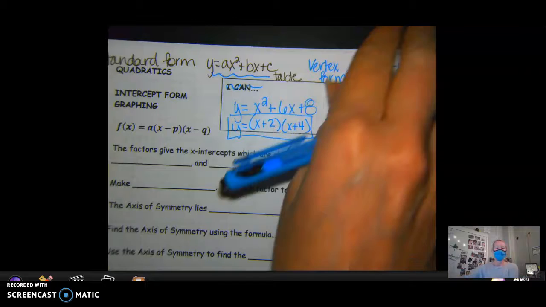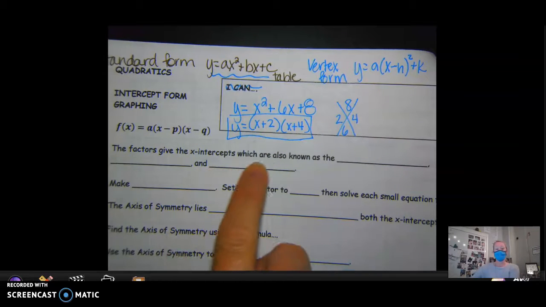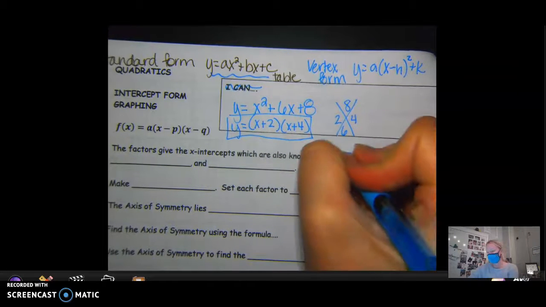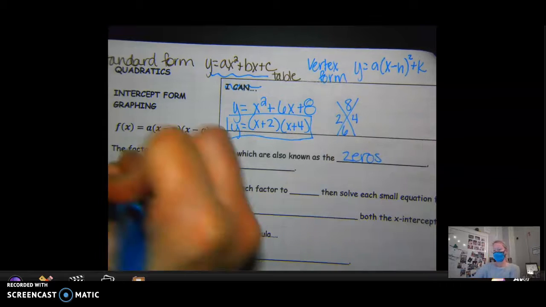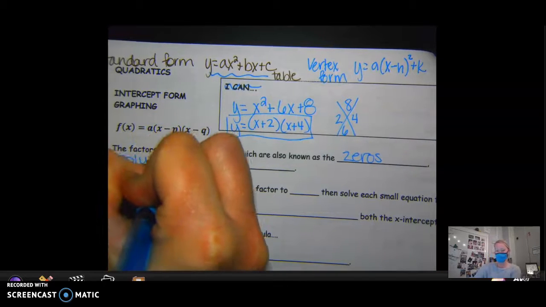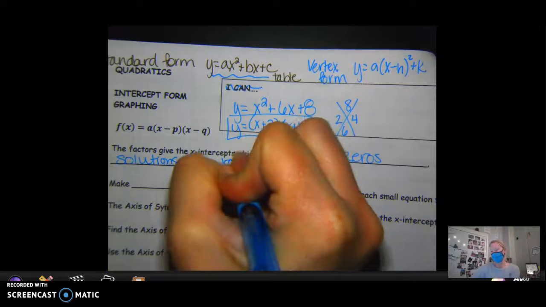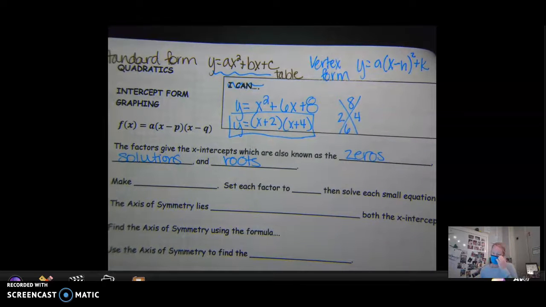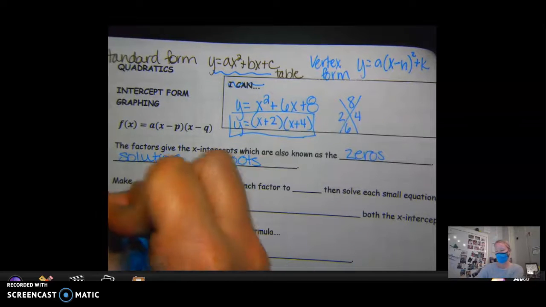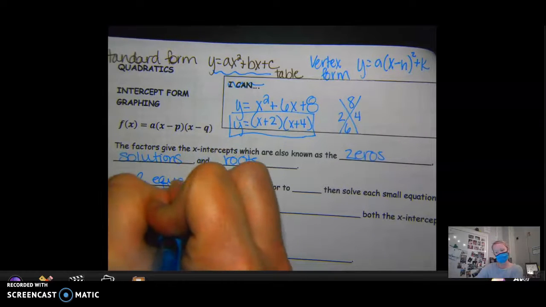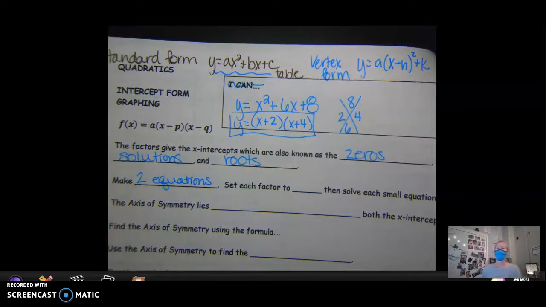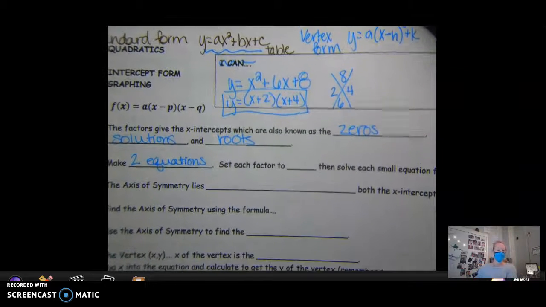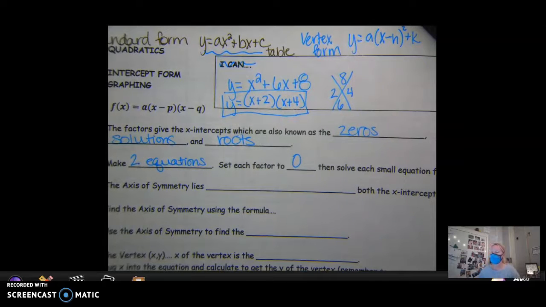Okay. The factors give the x-intercepts, which are also known as the zeros, solutions, and roots. What you're going to do is you're going to make 2 equations. And of course, we'll go through examples so that this makes more sense. Set each factor to 0 and solve each small equation for x.